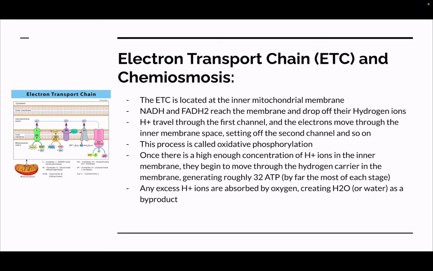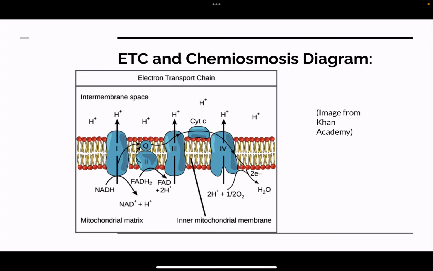Once there's a high enough concentration of H+ ions on the inner membrane, they begin to move through the hydrogen carrier in the membrane, and that generates the highest amount of ATP from each stage, about 32. So as you can see, aerobic respiration, this process, generates significantly more ATP than would otherwise be created from anaerobic. And any of those excess H+ ions are absorbed by oxygen, which creates H2O, or water, as a byproduct. So we'll take a look at this real quick.